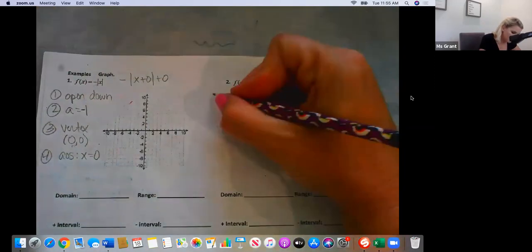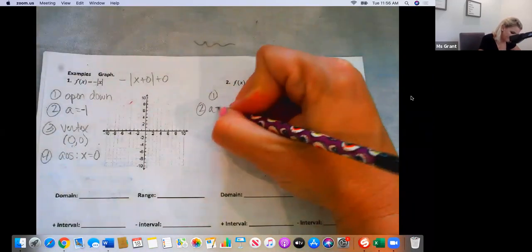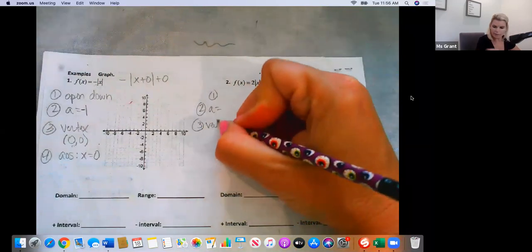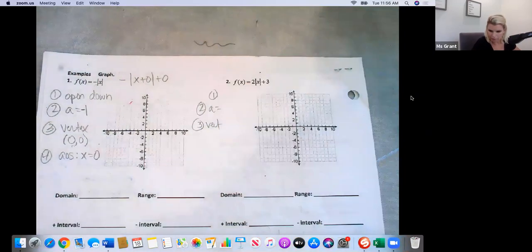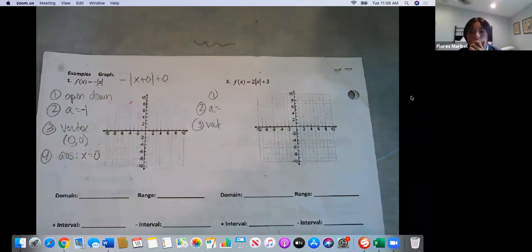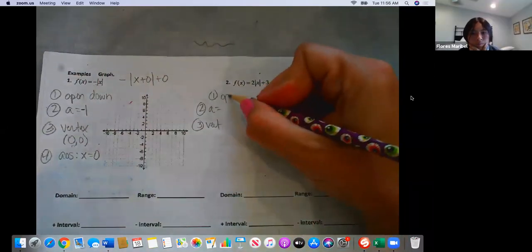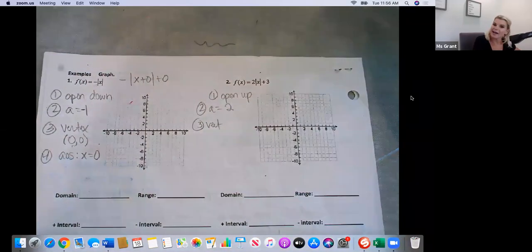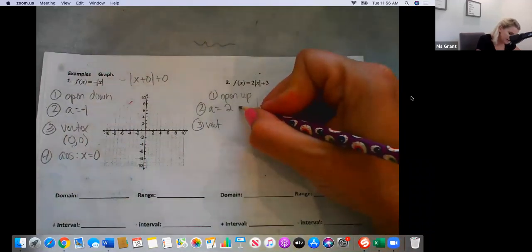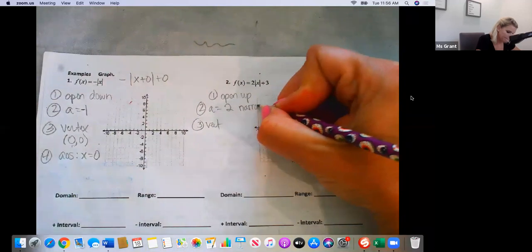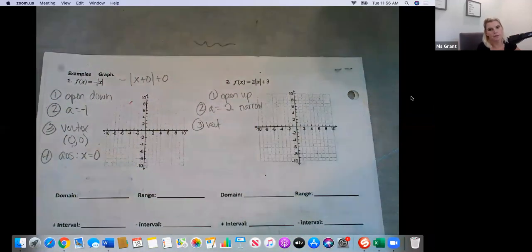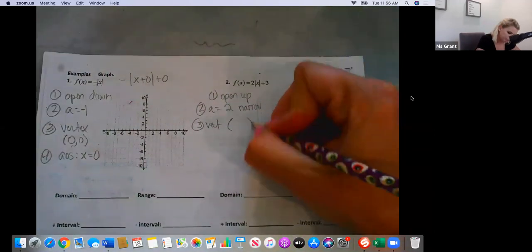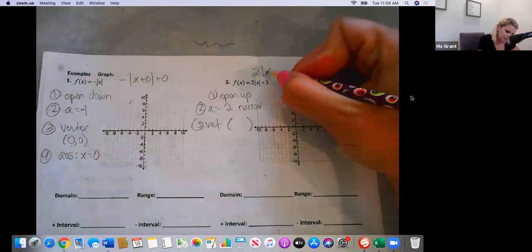Number 1, does it open upward or downward? Maribel. Opens up, because it's a positive 2, a equals 2. Hey, a 2 means it's going to get narrower. Remember those 2, 3, 4, 5? Vertex. It looked like this.